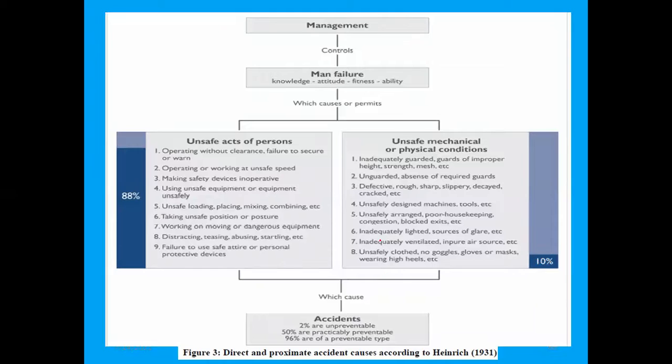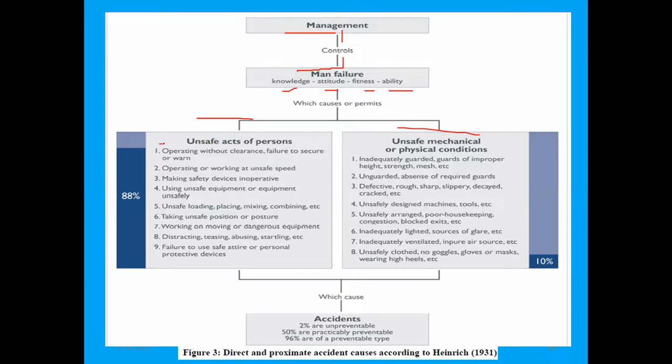If you see the figure of the domino sequence, the top level management controls the lower level, and if anyone fails at the lower level, it reflects on this category, the man failure. The man fails because of lack of knowledge, lack of attitude, lack of fitness, lack of ability. This permits two things: first, unsafe acts of persons, and second, unsafe mechanical or physical conditions.